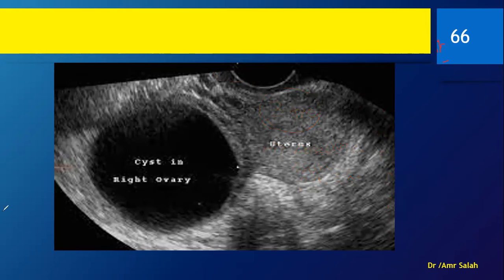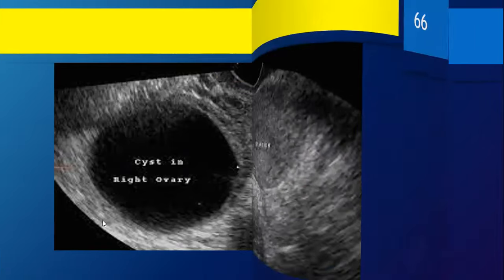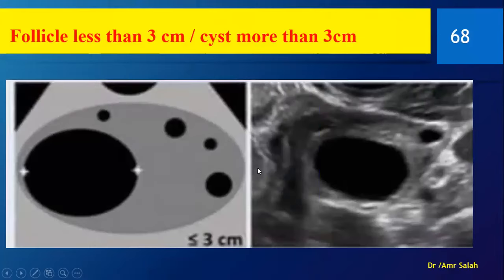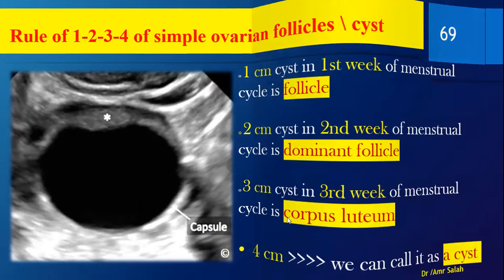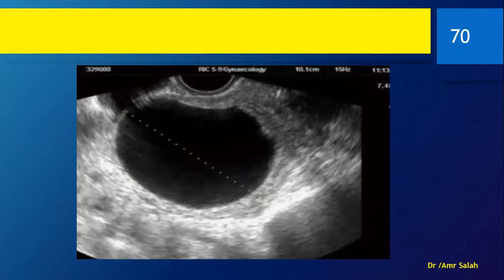So these are the criteria. Let's take a look at the ovarian cyst. This is an ovarian cyst. This is a follicle that is less than 3 centimeters. So no, this is not a cyst. This is just a follicle. Okay, there is some rule here. It's not so very important, but it's worth mentioning. If in the first week you see a cyst that's 1 centimeter, then it is a follicle. If 2 centimeters in the second week, then it's the dominant follicle. 3 centimeters in the third week, so this is the corpus luteum. But if it is 4 centimeters, that's to say more than 3 centimeters, then it is none of these and it is a cyst. Just to remind you of the phases and the numbers.